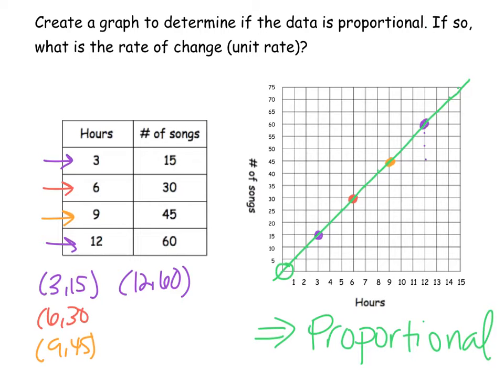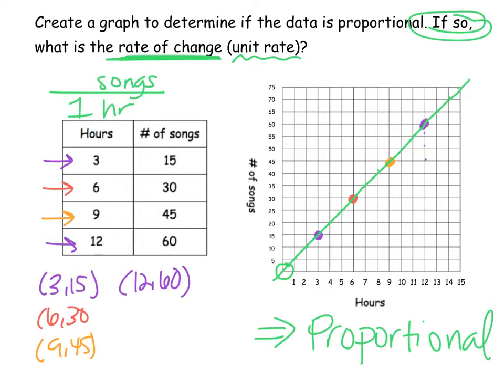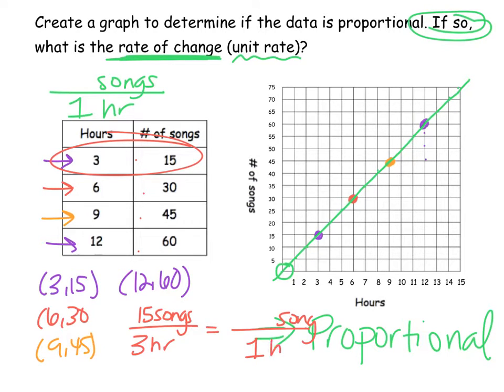Now, because it's proportional, we have to find that rate of change or that unit rate. How many songs per 1 hour would they listen to? So we can take any of our ratios that we have. I'm going to use the smallest numbers. If we right now listen to 15 songs in 3 hours, how many songs would we listen to in 1 hour?